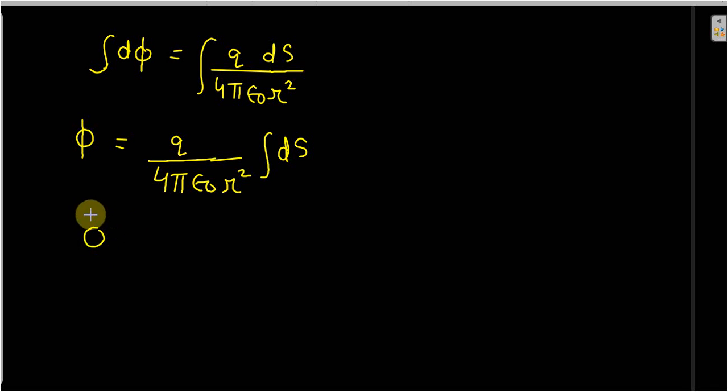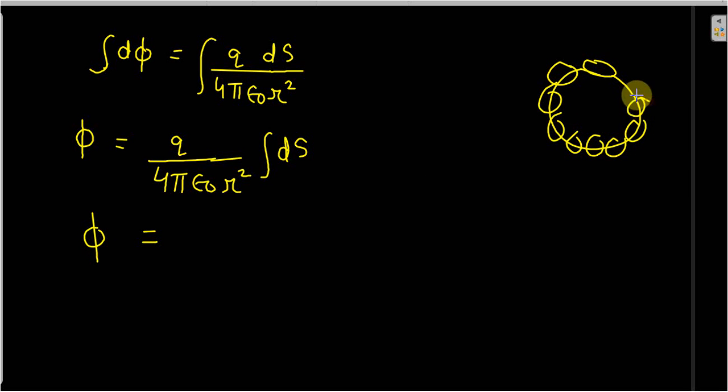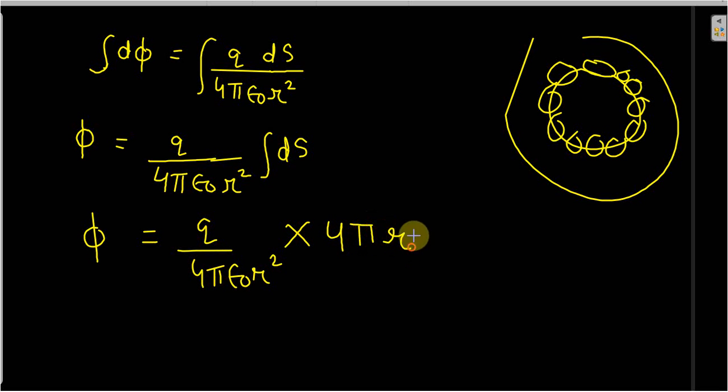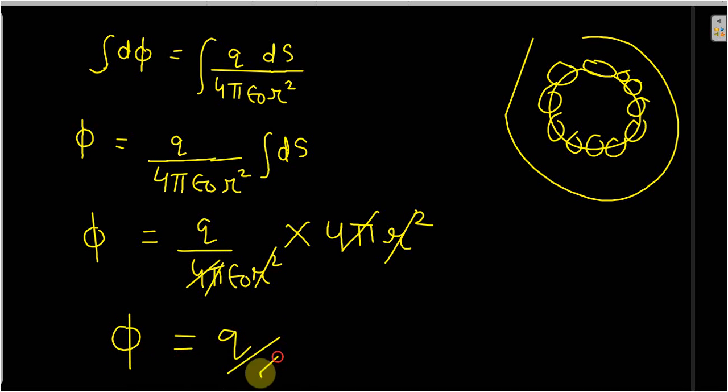So now what is the integration of dS? We will add all the small portions of this dS surface. After adding all small portions we will get the whole surface area. So the integration of dS will be equal to the surface area of the sphere. So what is the surface area? 4 pi r square. So this thing will cancel each other, 4 pi r square cancel. So you will be left with phi is equal to q by epsilon naught.